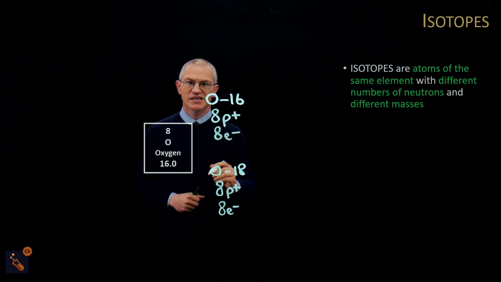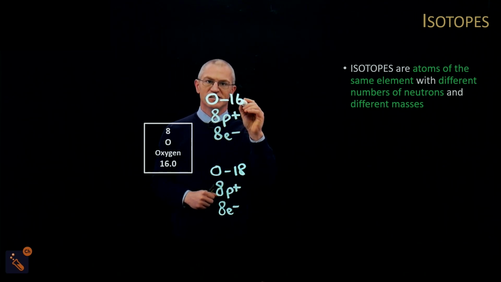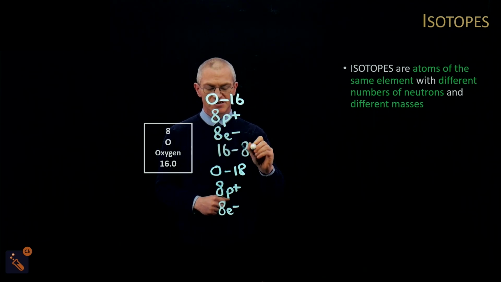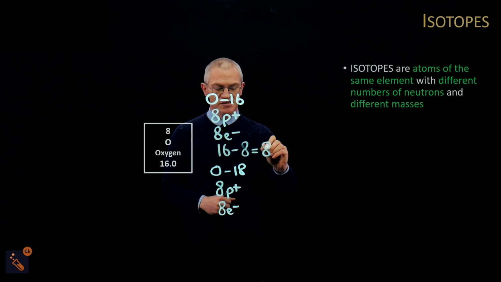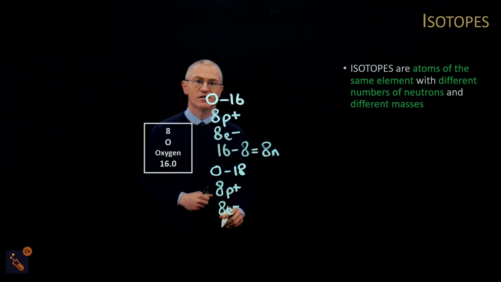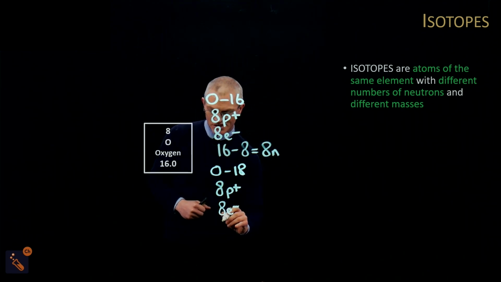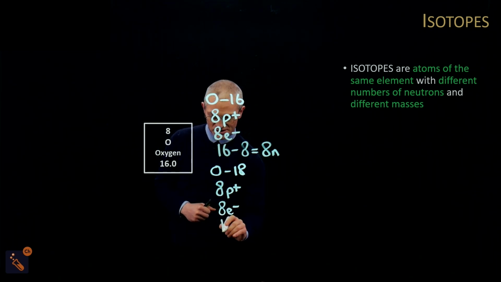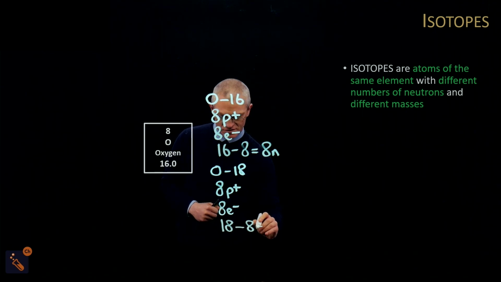So for the neutrons, we take the mass number. We know the mass number is 16. We take the mass number and we take away the atomic number. The atomic number is 8. So therefore, we have 8 neutrons. We then do the same thing. We take the mass number. The mass number this time is 18. So it's 18 minus the atomic number, which is 8, which means we have 10 neutrons.